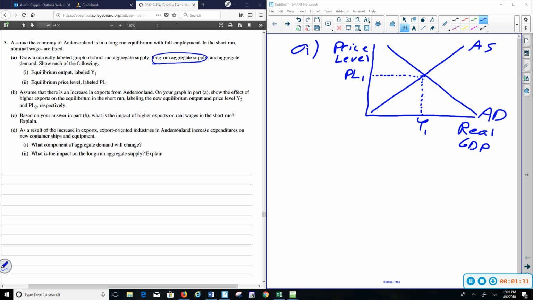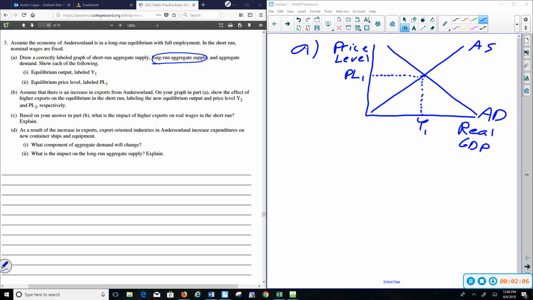Now, if you remember from class, long-run aggregate supply is equal to potential GDP. And what is potential GDP? It is the amount of GDP, or the amount of output, that we would be producing if we were at full employment in the economy. If all of our workers were employed, we would produce a certain amount of goods and services in the economy. That amount is potential GDP and is also long-run aggregate supply.